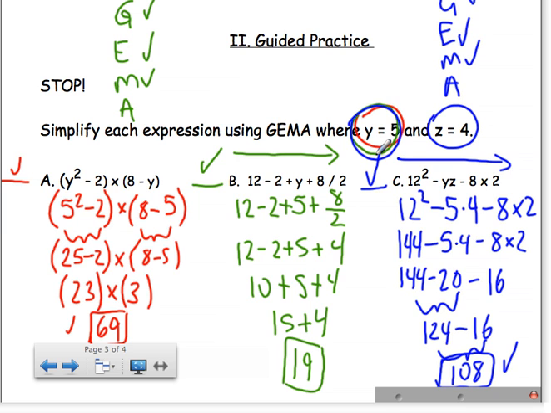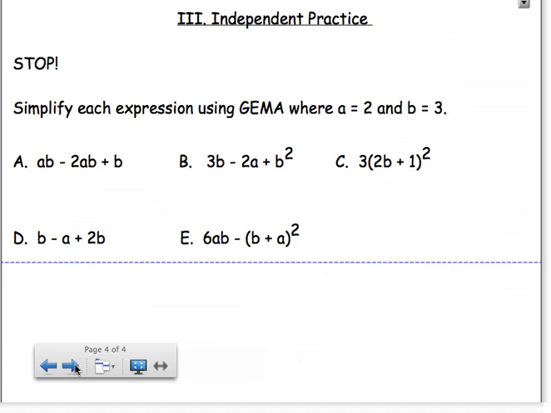Okay, now it's a chance for independent practice. That means I want you to stop the video here, try these 5, and then you'll be ready to check your answers to see if you're ready to retake this assessment for 1A.6. Good luck.